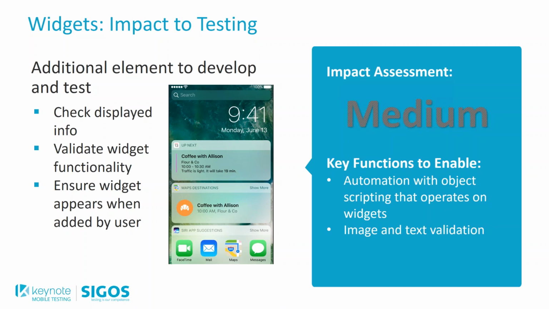Here again, though, the impact of this to testing is medium. Basically, again, because it's a small, somewhat limited set of functionality, it does add a bunch of testing, but it's not as significant as, again, a completely different app. Important to enable here to be able to test this, again, is being able to act on system apps and do object scripting on system apps and specifically on widgets. Also important here could be image and text validation if you want to make sure that the exact text and the exact images that you want to have showing in the widget are there.